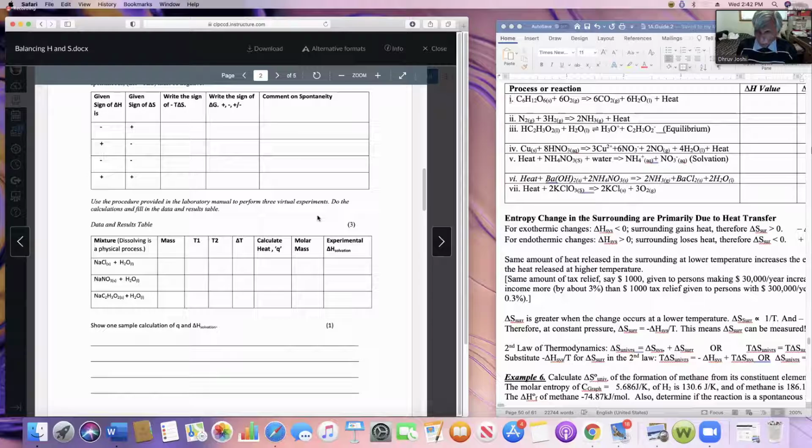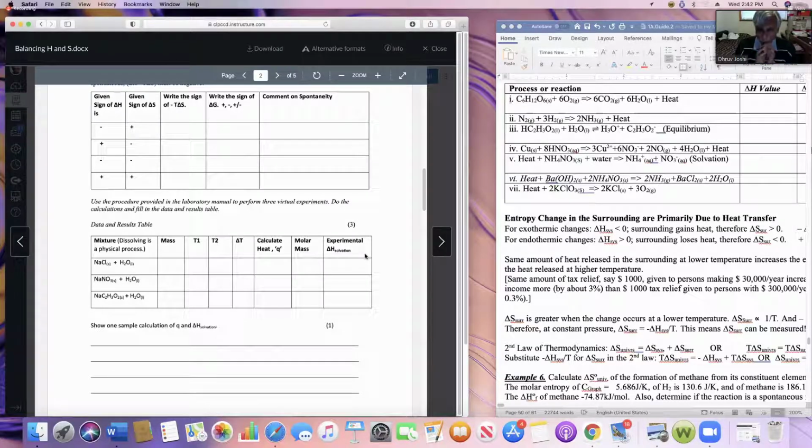Only 1 or 2 students did not do that. Otherwise, everybody else in the homework did that, so that was good. Molar mass, NaCl molar mass, everybody knows how to do that. Experimental delta H of solvation, heat of reaction. Solvation means dissolving. This is not a reaction, but we call it heat of reaction loosely anyway. Heat of solvation, experimental.